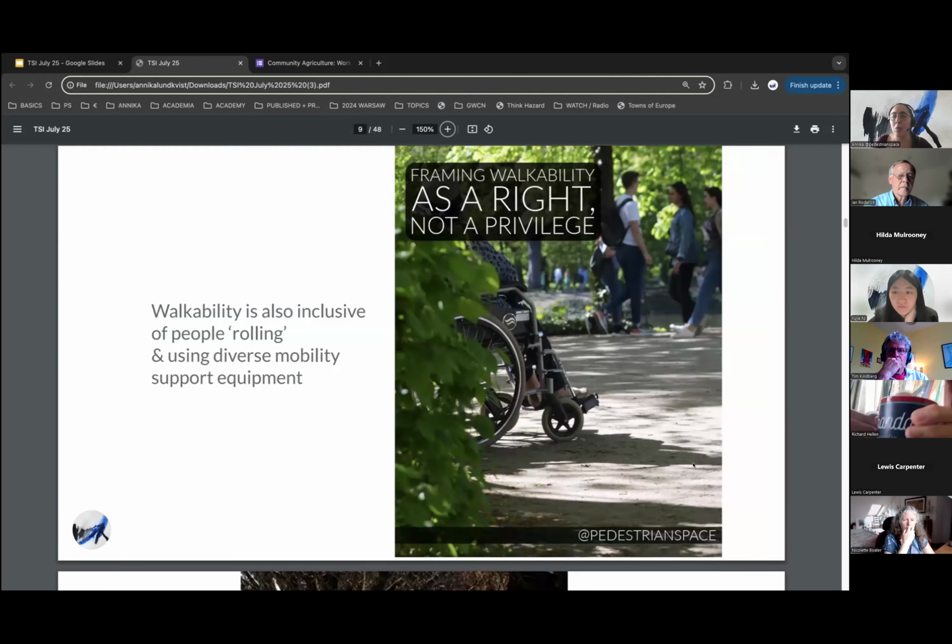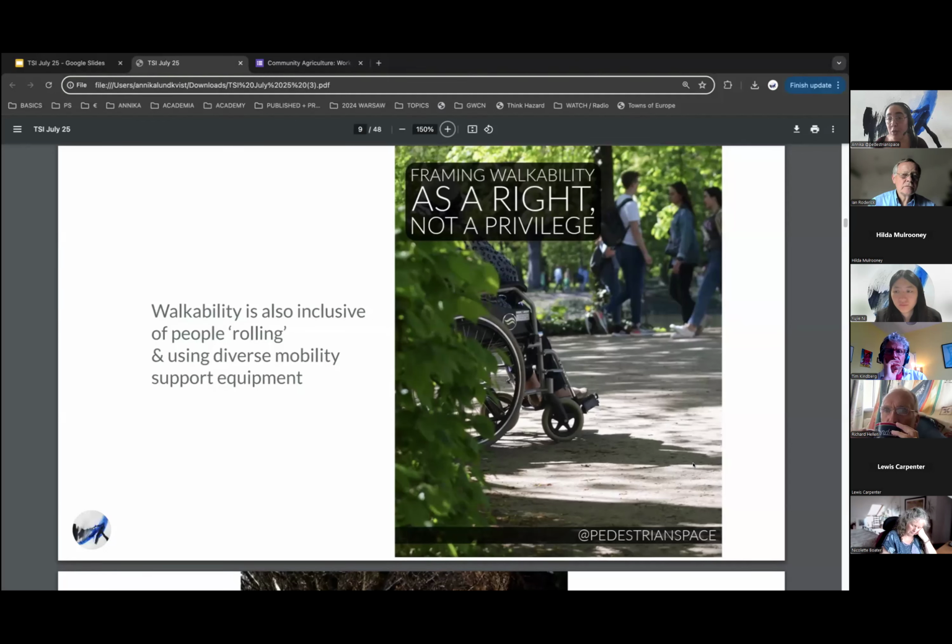Sometimes people ask, well, walkability, are you only talking about people on foot? That's not fair. What about people in wheelchairs, this or that? And I have to really point out that walkability, at least from my perspective and our work at Pedestrian Space, is also inclusive of people rolling and using diverse mobility support equipment. And we also frame walkability as a right, not a privilege.